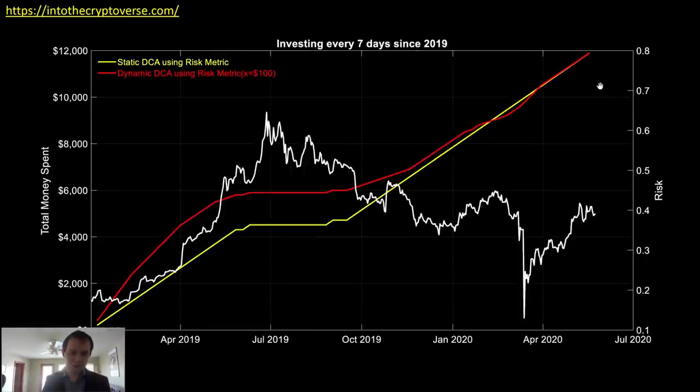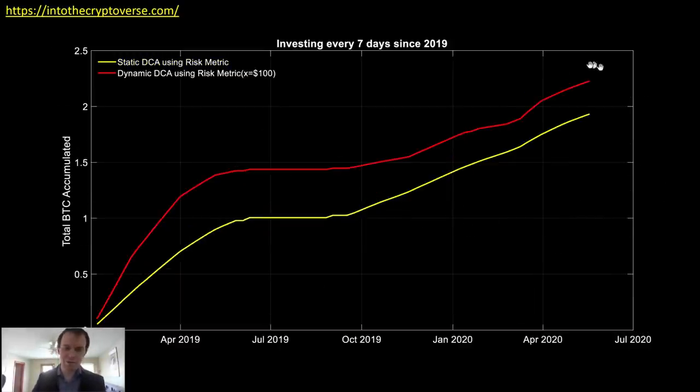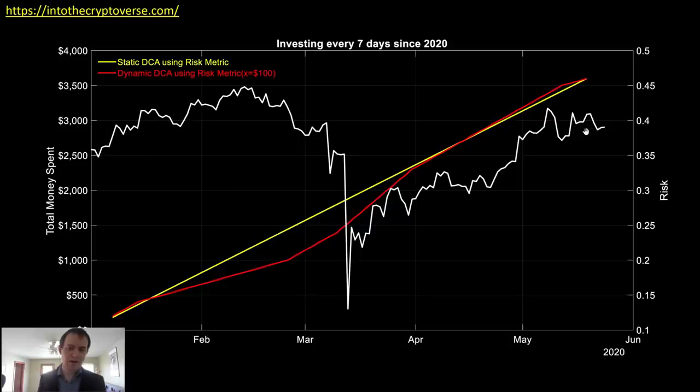In 2019, again, the same thing. By investing dynamically, you would have been really picking up a lot of Bitcoin early on, and then ultimately it would have leveled off. And by today, you would have accumulated over 2 Bitcoin dynamically, and statically, you would have had less than 2 Bitcoin.